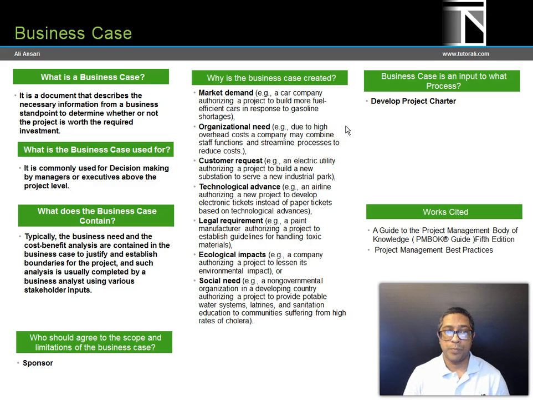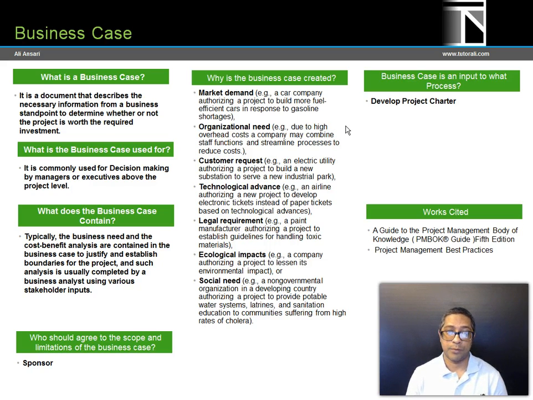Now, the other reason would be the organizational need. Example, the company wants to cut costs because they're wasting too much money because their process is not streamlined. So they would want to come up with a project where they would streamline the whole process and reduce the cost for the company.